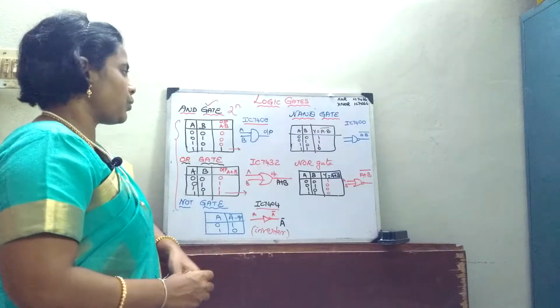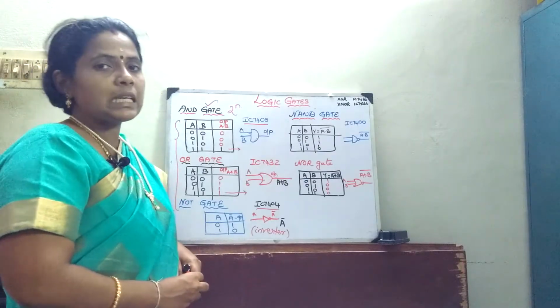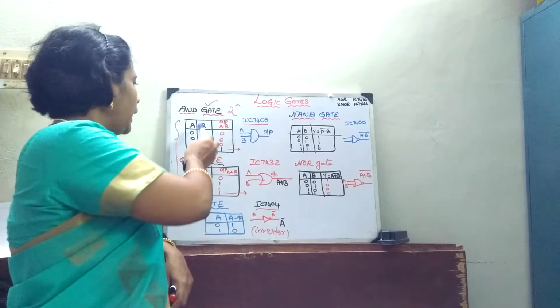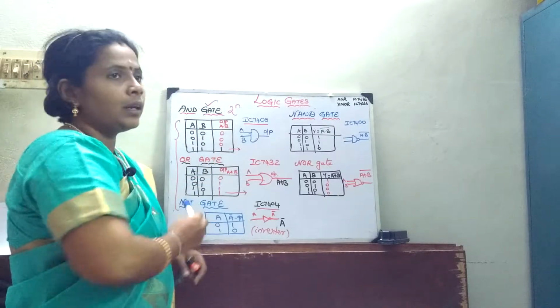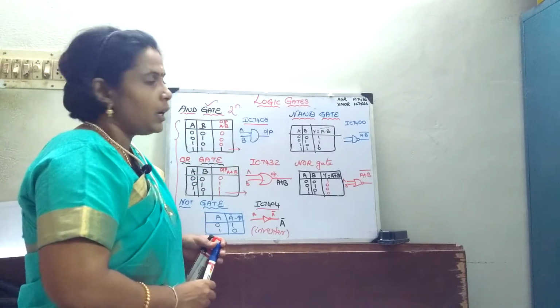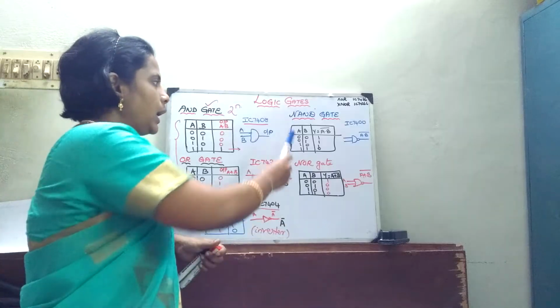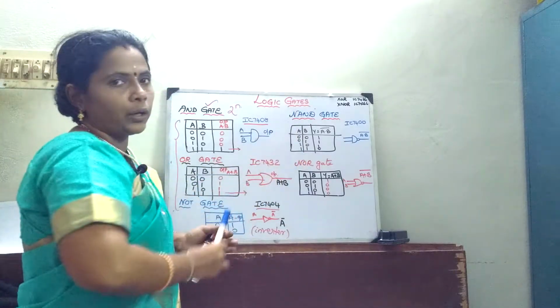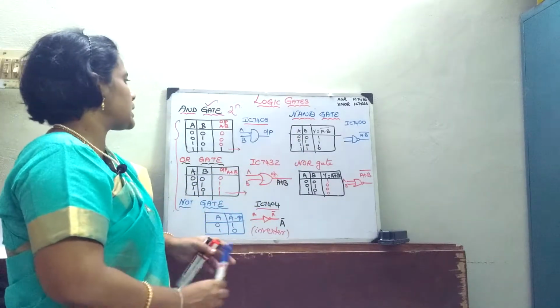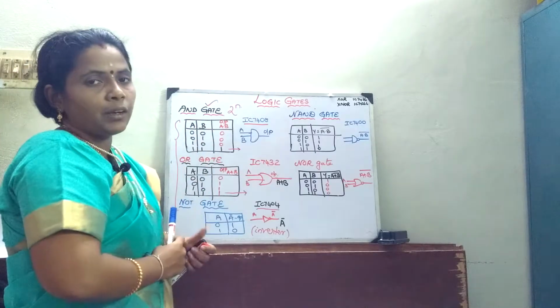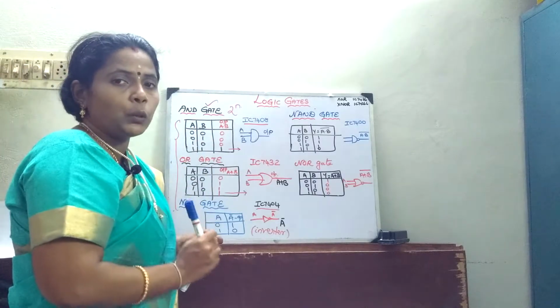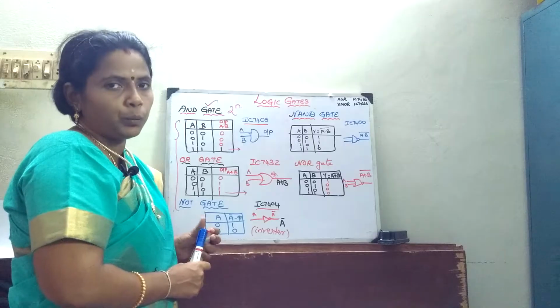First of all, the three basic gates which are available are the AND gate, OR gate and NOT gate. Other gates which are available are the NAND gate and NOR gate. So first of all, let us see what the AND gate is. Here we will see the two-input AND gate, how it performs.